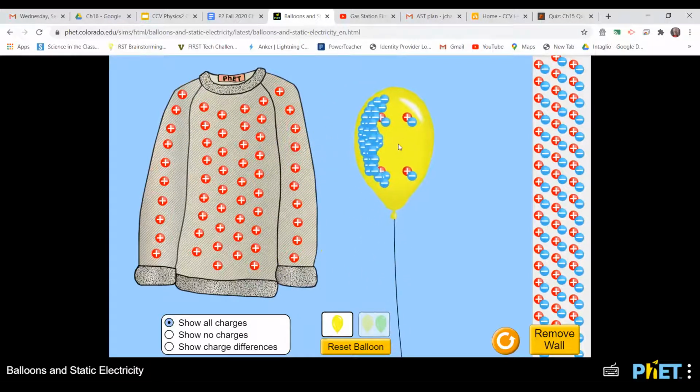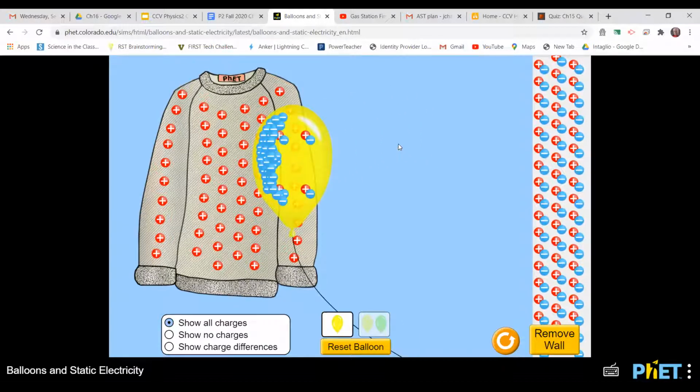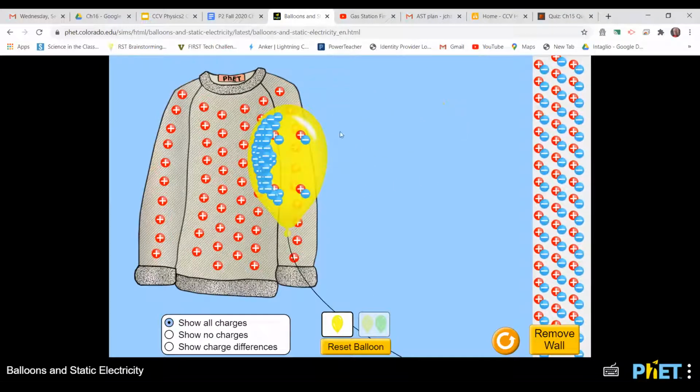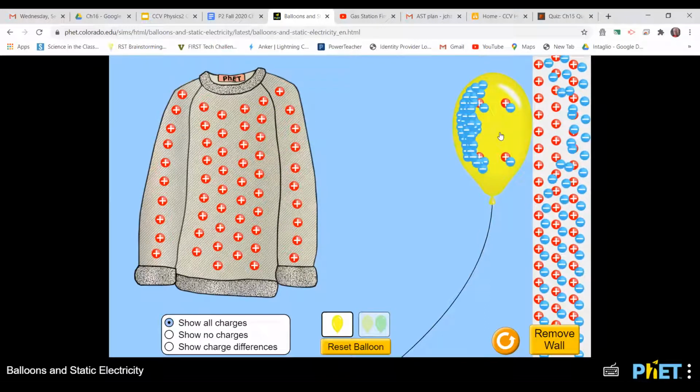So now the balloon has excess electrons, and the sweater is electron deficient. And they'll have a tendency to want to hold themselves together. But then if we bring it over to the wall, come on, stick to the wall. There we go.